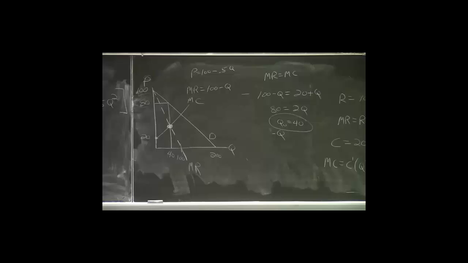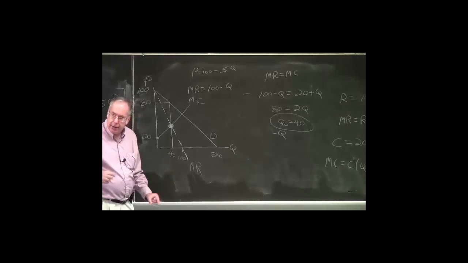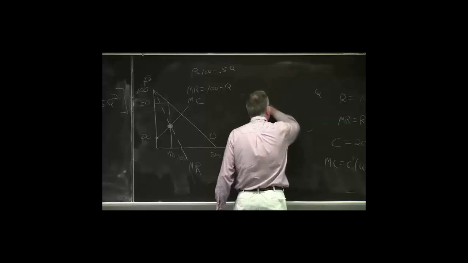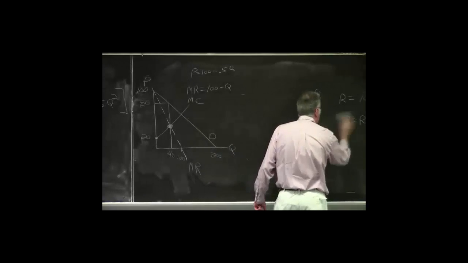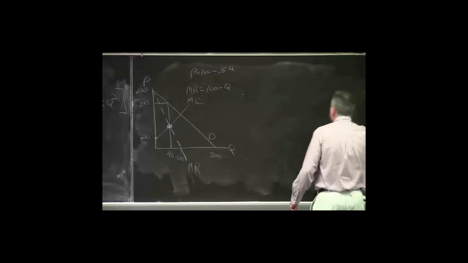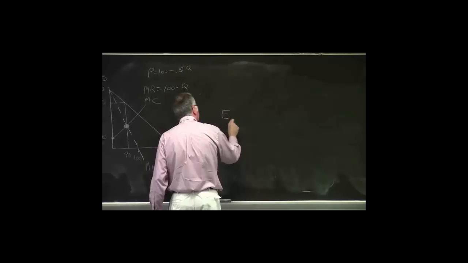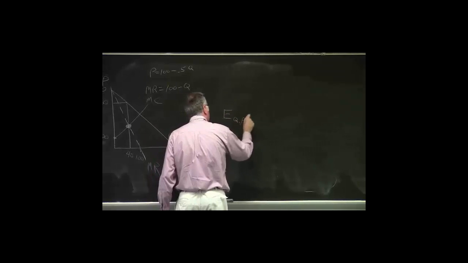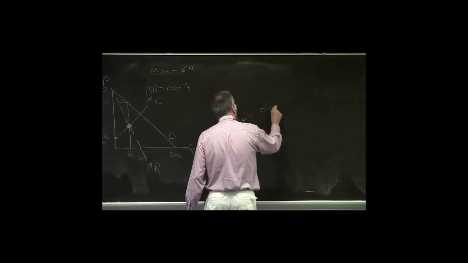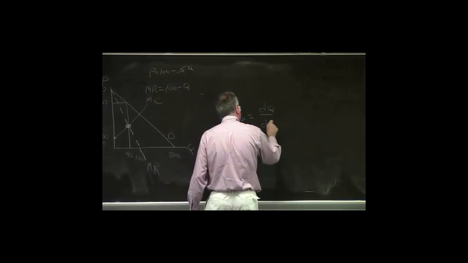The last thing was kind of a review problem. The price elasticity of demand at Q equals 40. The price elasticity of demand is just dQ/dP times P over Q.